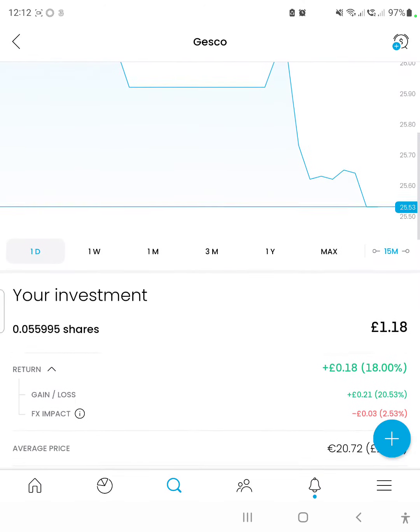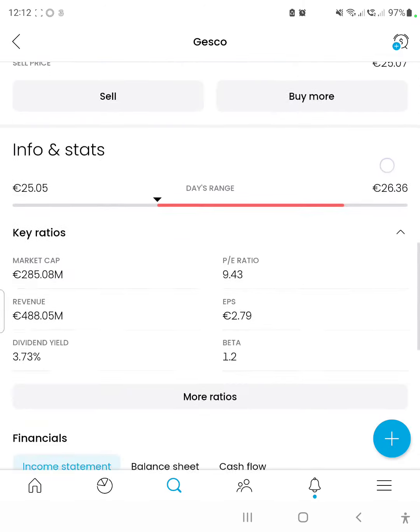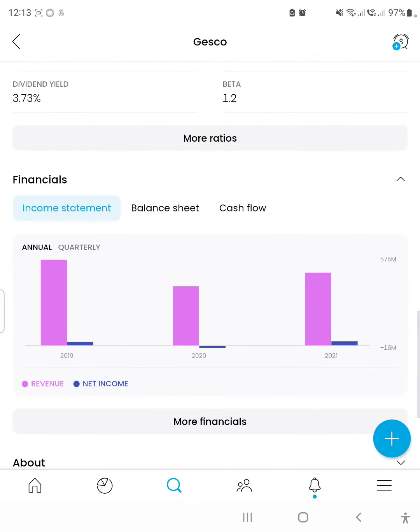As you can see, I've already invested £1. I'm not too sure exactly when I invested that pound, but I've received an 18% return on my investment, which is good. So let's get into the key ratios.